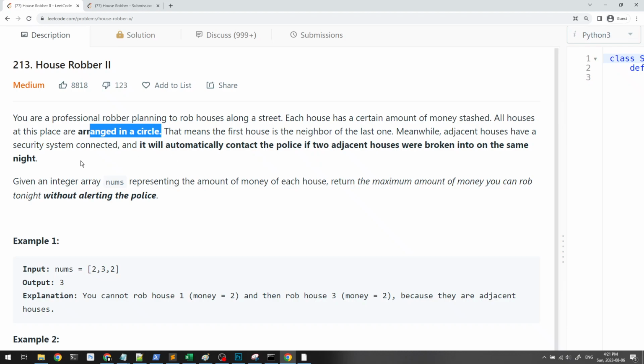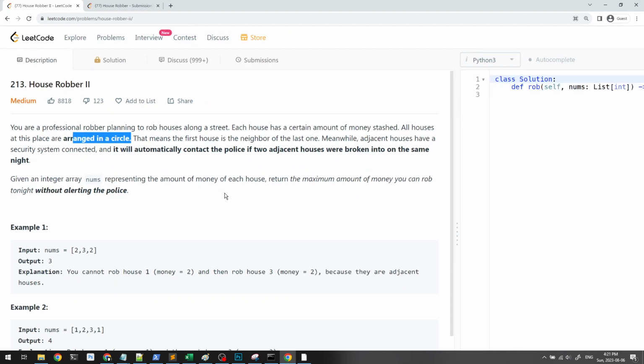Meanwhile, adjacent houses have a security system connected, where it will automatically contact police if two adjacent houses were broken into the same night. Given an integer array nums representing the total amount of money at each house, we want to return the maximum amount of money you can rob tonight without alerting the police.